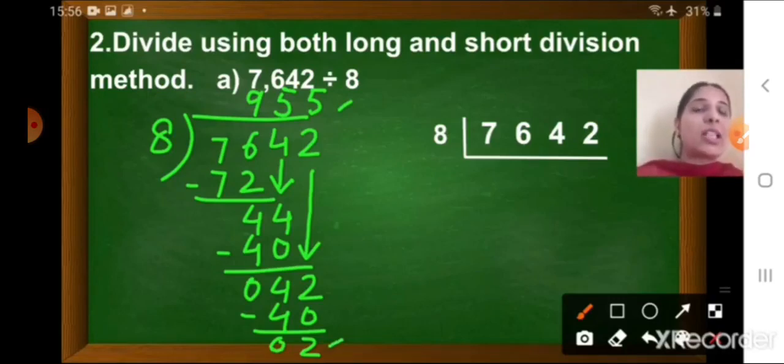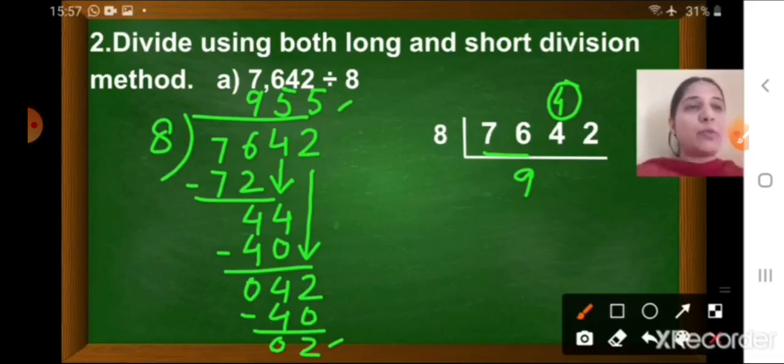Now let's do the same question using short division method. So again we will take the first 2 digits of the dividend. So 8 9s are 72. So when we subtract 72 from that 76, we will get 4. That we will write just after the next digit of the dividend. So now we have 44.